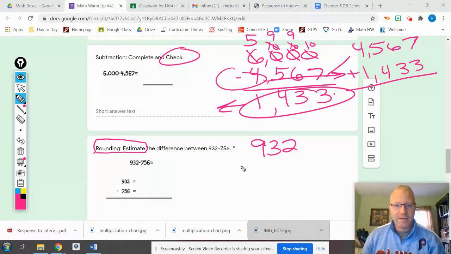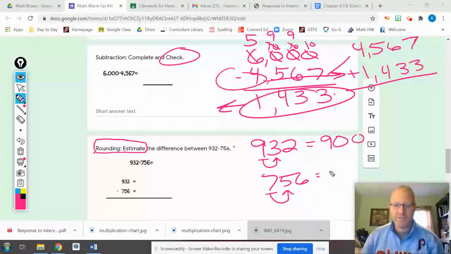So here we go. 932 is going to change, and we're changing it to the greatest place value, which is the 9. The 9 asks the 3. The 3 says yes, so the 9 stays the same, and everything else becomes a 0. So you have 900. 756 is going to change, and the 7 is the biggest place value, so 7 asks the 5. 5 says no, so then 7 changes to an 8. Don't forget the question is, are you less than 5? So then 900 minus 800 equals 100.